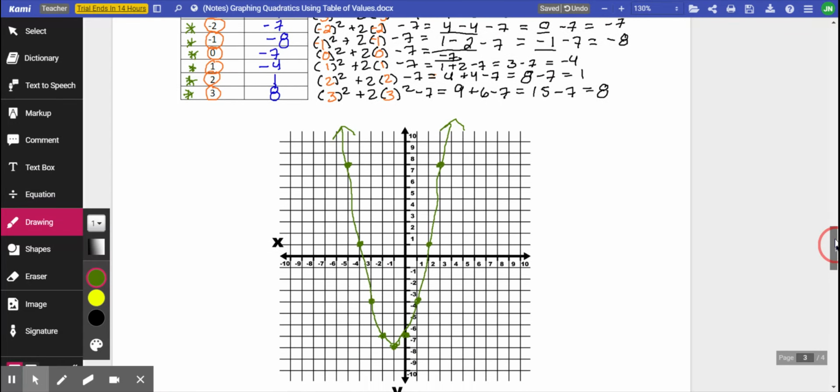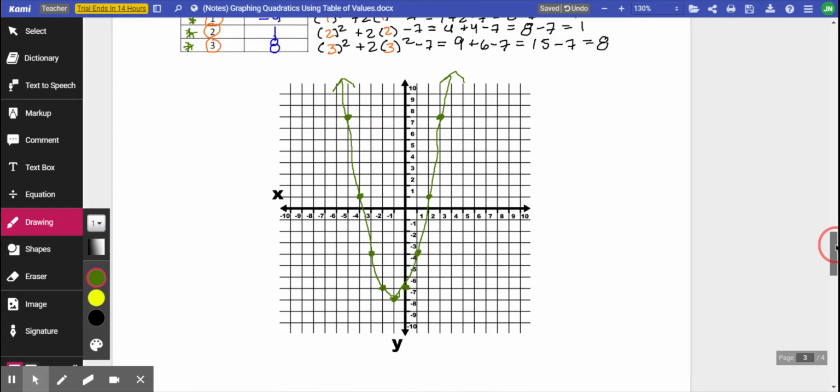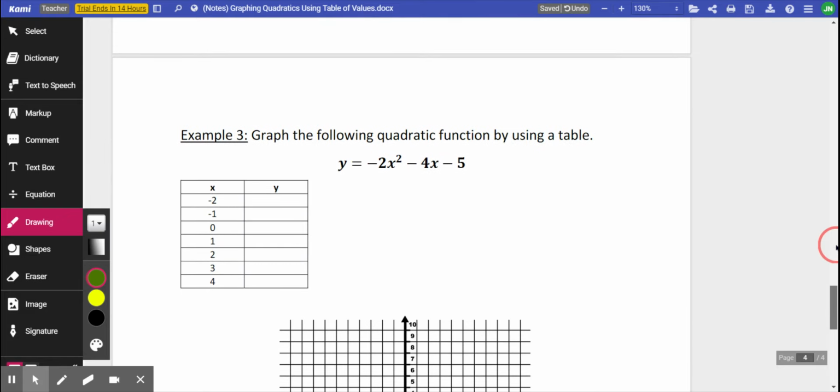Okay. I only have one more example for you guys, and then you guys can practice the handout on your own.